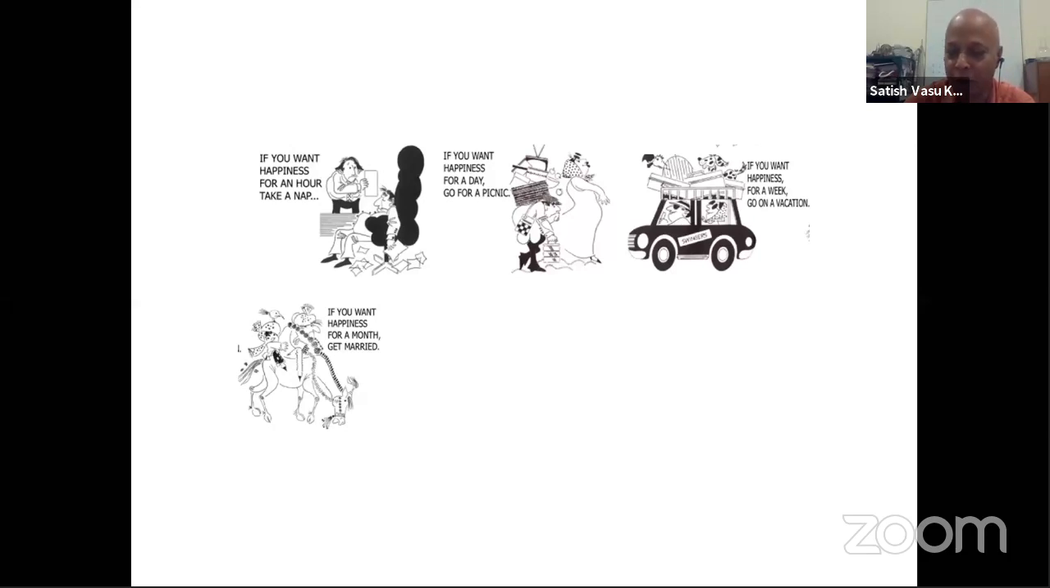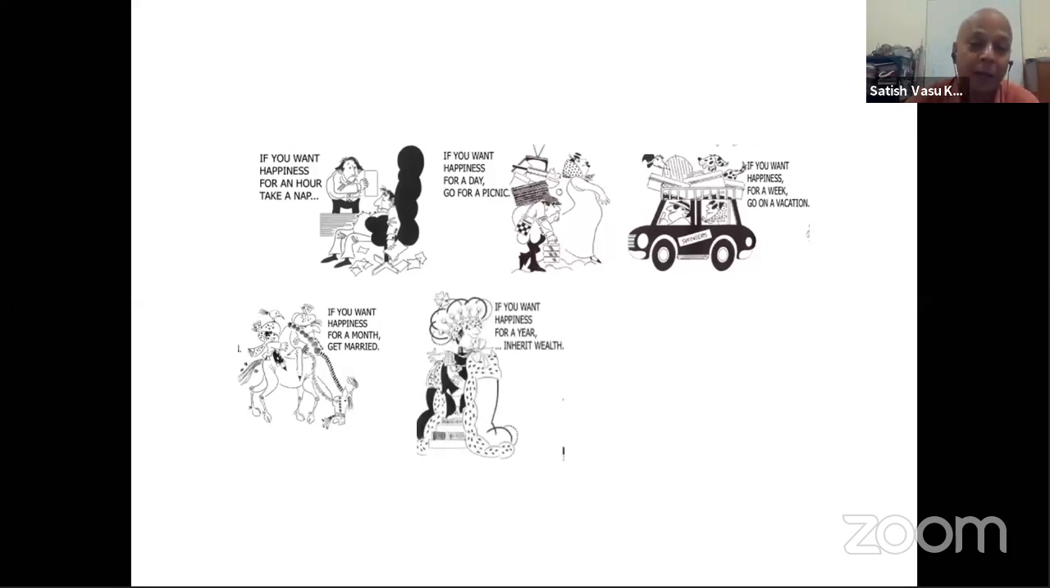In fact, I tell my friends and students who want to get married to do it now, because the number of invitees is very small. You can't have more than 50, I think, in Kerala. That makes the expenses very low in the marriages. The rest of the money you can use for something better. If you want happiness for a year, what do you do? Inherit wealth. And after one year, you will realize all this means nothing. So if you want happiness for a lifetime, what to do?